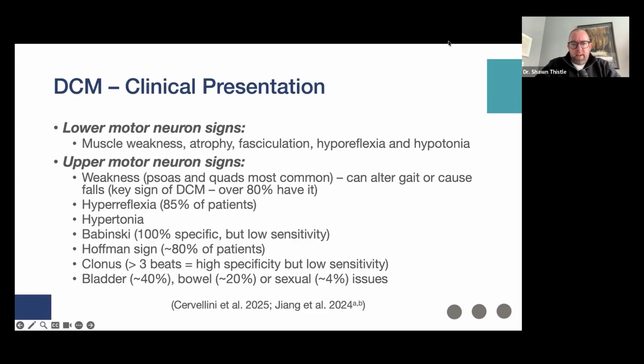Another upper motor neuron sign is hyperreflexia. Remember, local peripheral nerve problems reduce reflexes. Upper motor neuron problems remove inhibition and give you hyperreflexia.